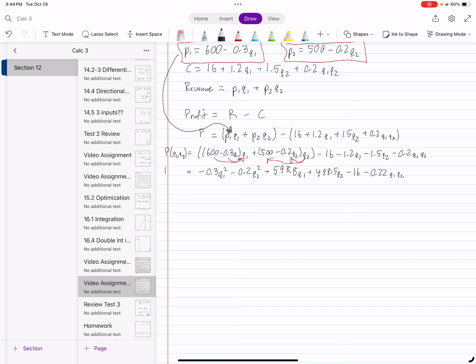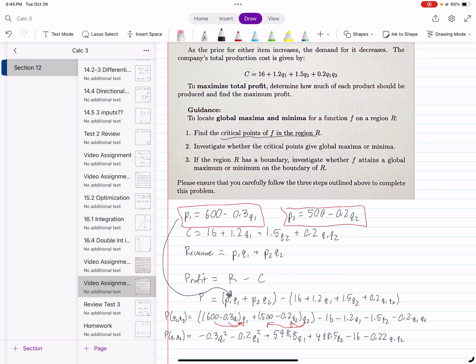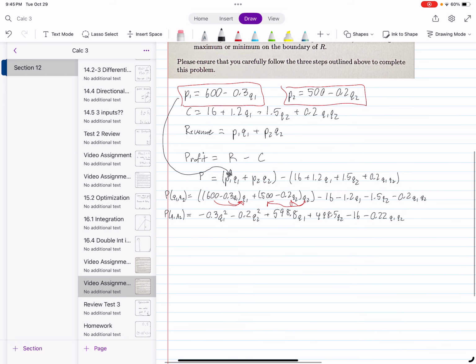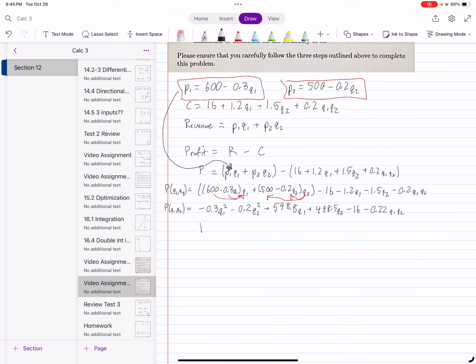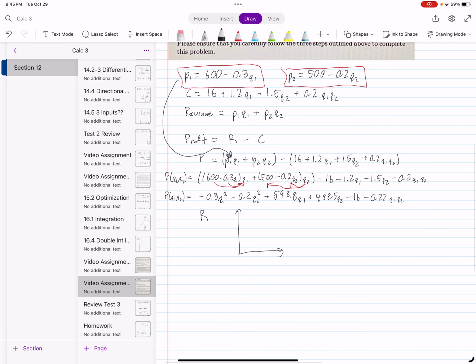So now that we've got a function of two variables, we are now told to find the critical points of f in the region R. It is important to note that this region R is only the first quadrant of the plane, because the company would not want to sell negative quantities and would not want to make a negative profit.